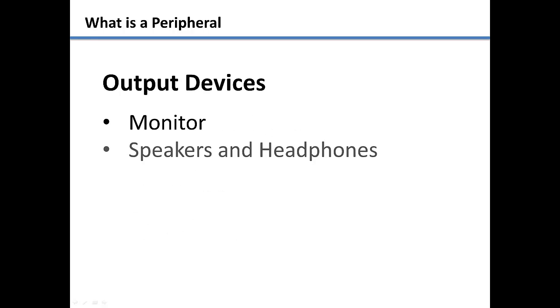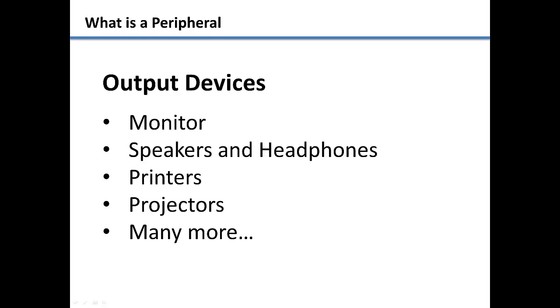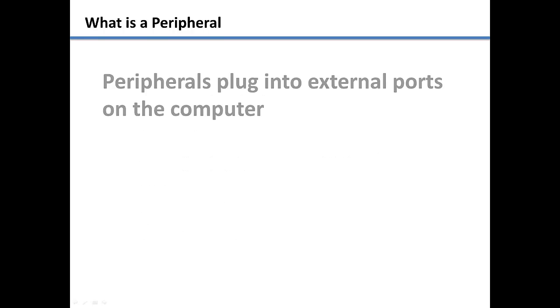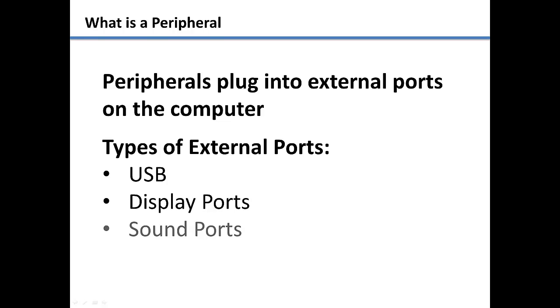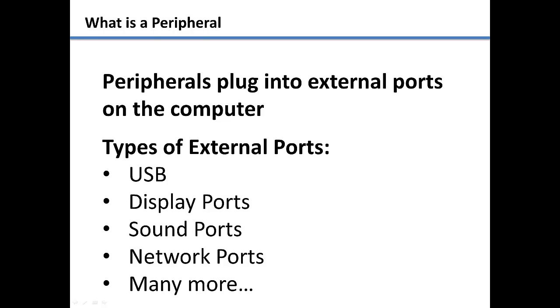Examples of output devices are monitors, speakers and headphones, printers, projectors, and many others. These devices all take data that is sent from the computer and process it into a useful form. All of these devices will normally plug into an external port that is on the computer. Let's take a look at the different type of ports that you will find on your computer.